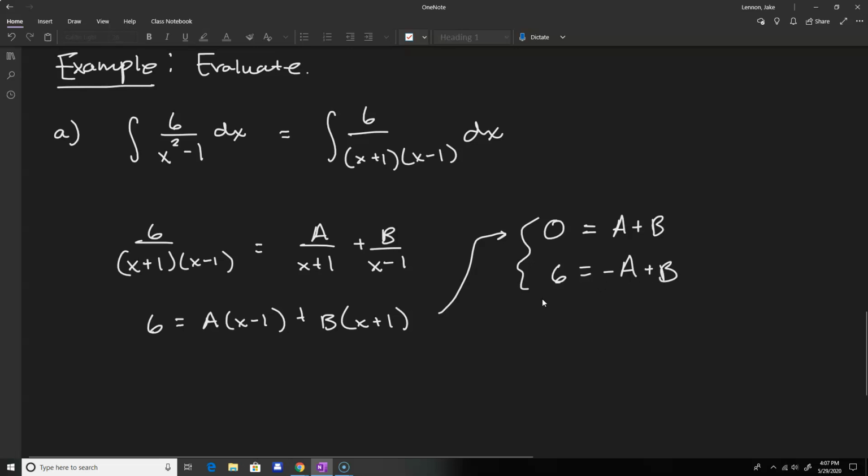Then this is pretty easy to solve. You can actually just add the equations together and get 6 equals 2B. So B has to be 3, and A has to add to B and make 0, so A would have to be negative 3.